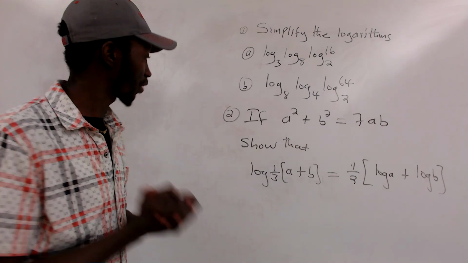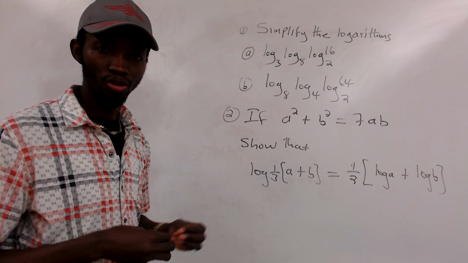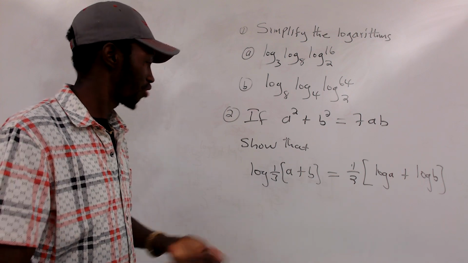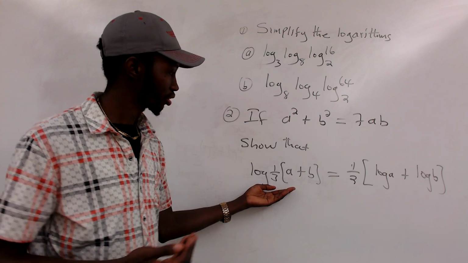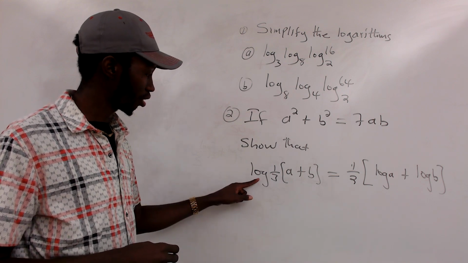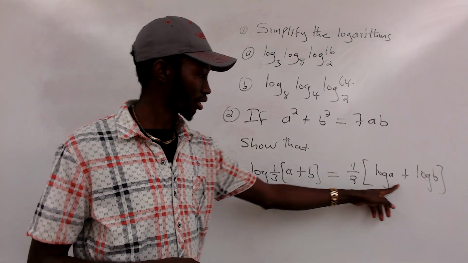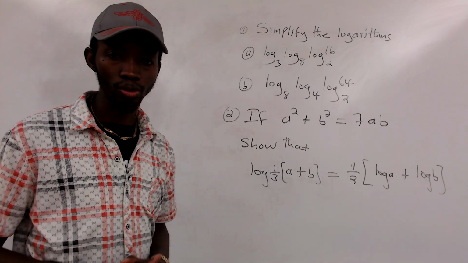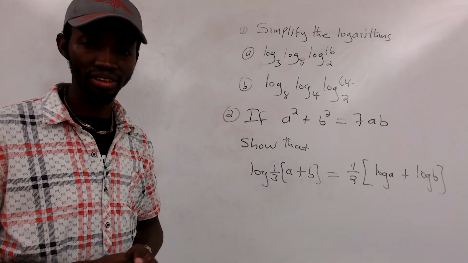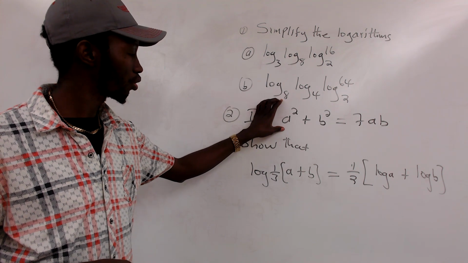And if we consider the second part of the question, we have: if a squared plus b squared gives us 7ab, we are required to show or prove that this left-hand side result must be equal to the right-hand side result. The left-hand side reads log of 1/3 into (a plus b) equals half bracket of log a plus log b. So in the first part we are required to simplify, and in the second part we are required to show that the left-hand side result must be equal to the right-hand side result. We are going to play with this value to give us this.